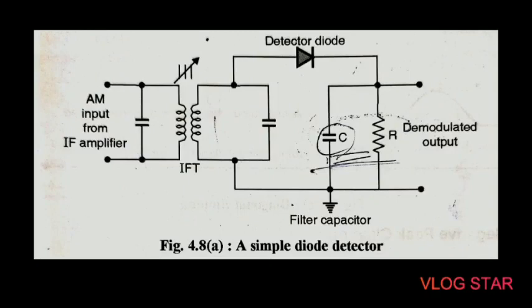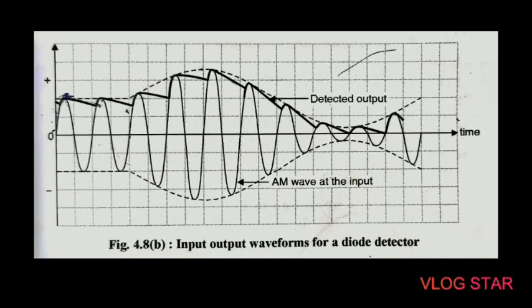Next point is AM detector circuits. So the process of detection is called as demodulation, and demodulation is exactly the opposite process of modulation. So the original modulating signal is recovered back from the AM signal by the process of detection. Okay. So the first type is simple diode detector. So in that case, a diode is used for AM demodulation, or we can say for detection purpose, and the circuit diagram of a simple diode detector is as shown in this figure. And the input output waveform is also shown in this slide.